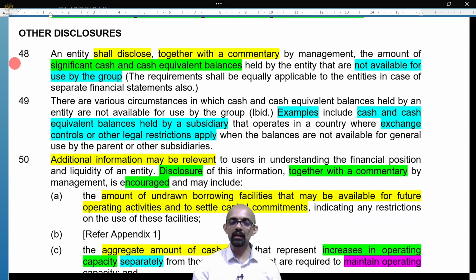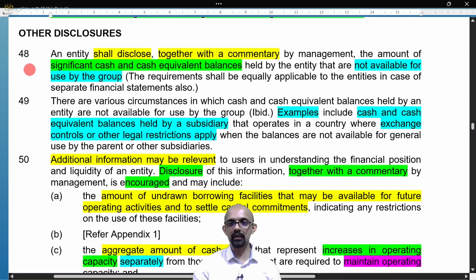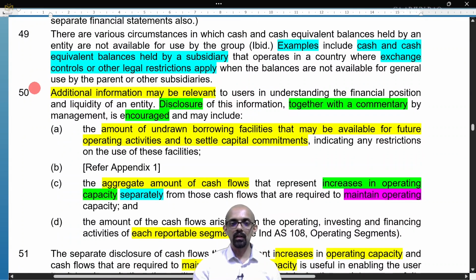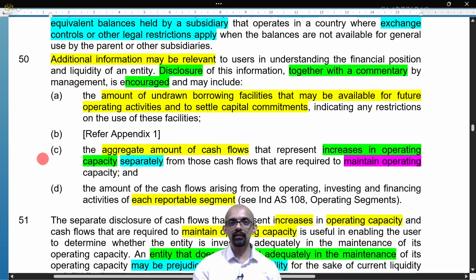And there are some other mandatory disclosures. So, if there are any cash and cash equivalents of subsidiaries that are not available for use by the group, for example, the subsidiary may be a foreign country and there may be some foreign exchange restrictions. There may be some restrictions on utilizing the cash and cash equivalents, then that has to be disclosed. Then these are all recommended disclosures that are given in para 50.